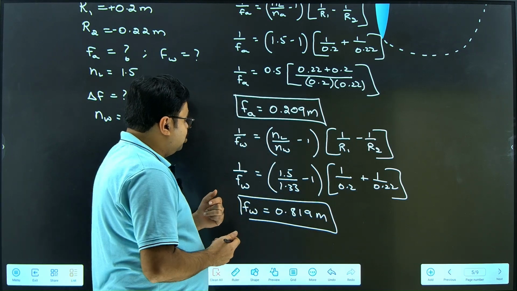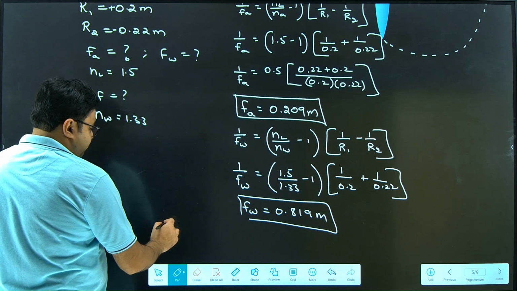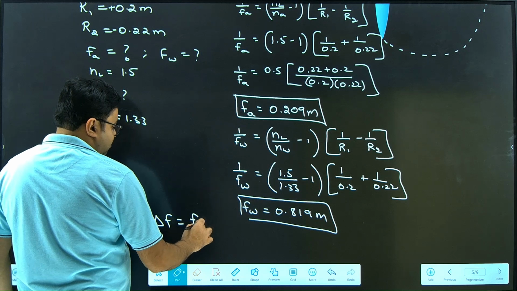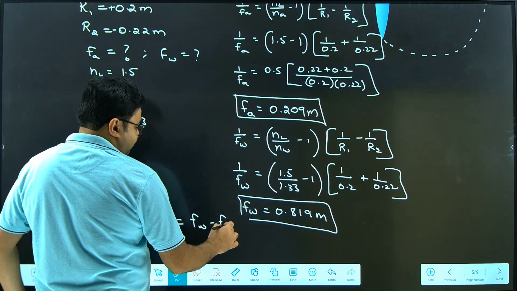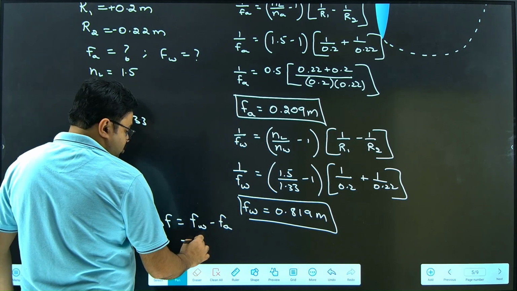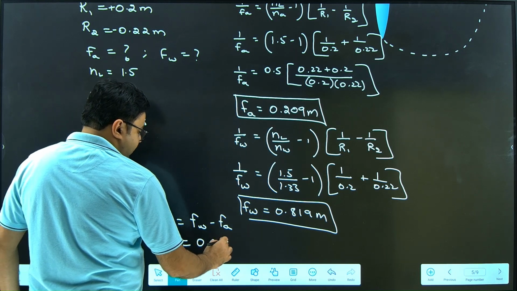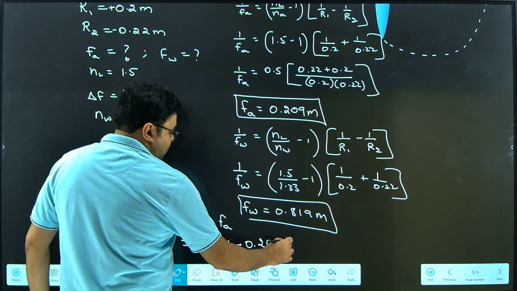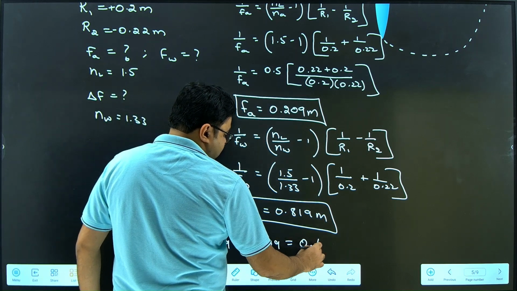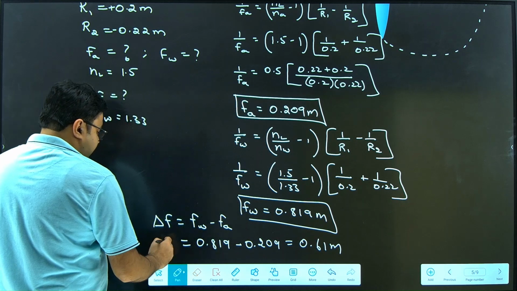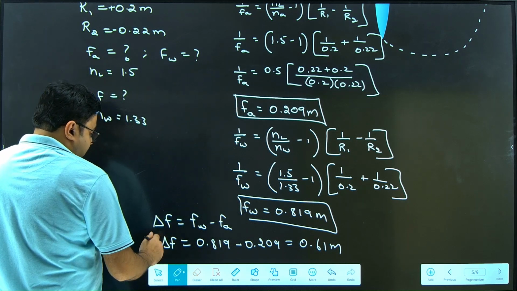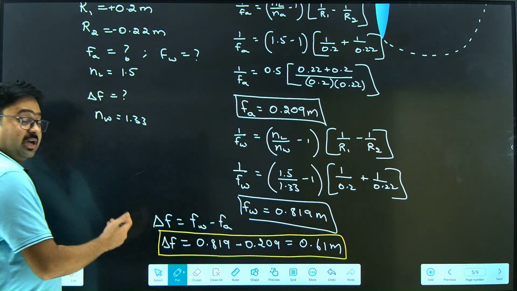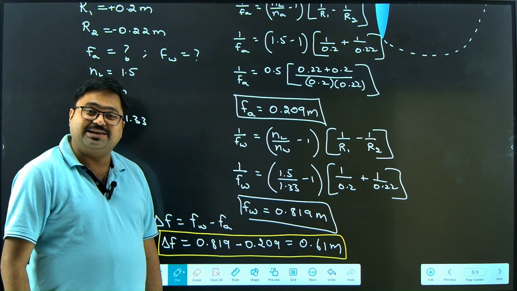Now, all that we have to do is find the change in focal length. Dear friends, the change in focal length delta F would simply be equal to Fw minus F air. Fw is 0.819 minus 0.209, which must be equal to 0.61 meter. Now, that is the change in focal length. Quite easy to understand, and that's how you apply lens maker's formula with the sign convention.